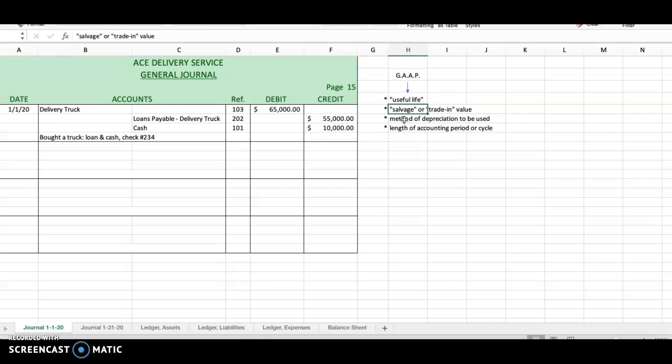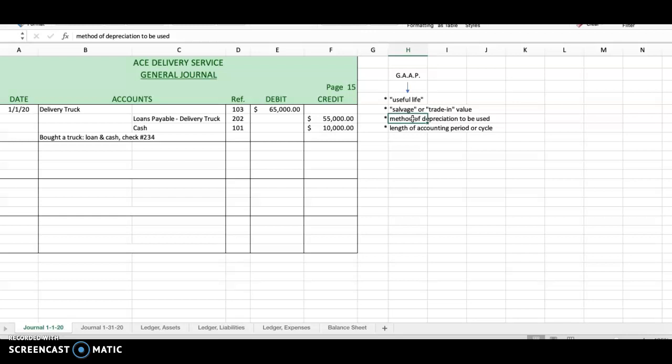It should be worth $5,000, we will assume, after 10 years. That's the trade-in value. That's item 2 we need. The third is the method of depreciation to be used, and there are a number of methods of depreciation. Some are a little bit more complicated, but we will start with one that's very simple.